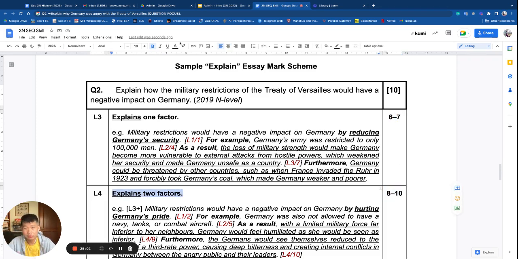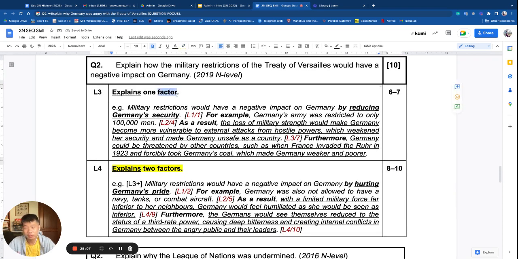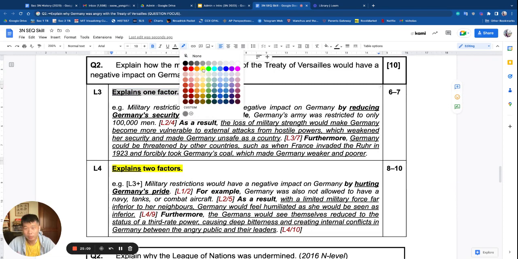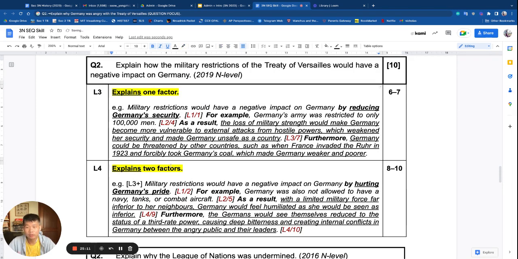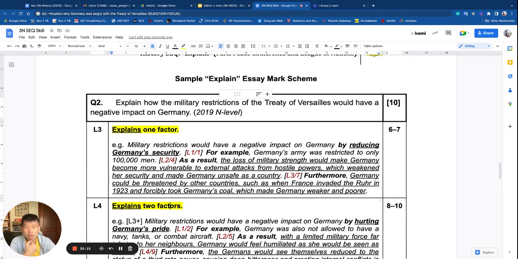So the best, the L4, is explaining two factors. But to explain two factors, you must start with explaining one factor, right? You explain one factor, and then after you explain one factor, your second factor gets you L4. So in this case, start by looking for the what?